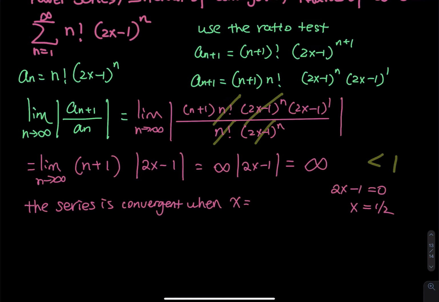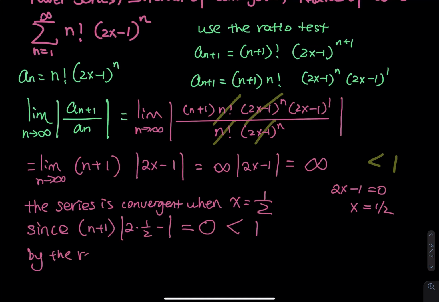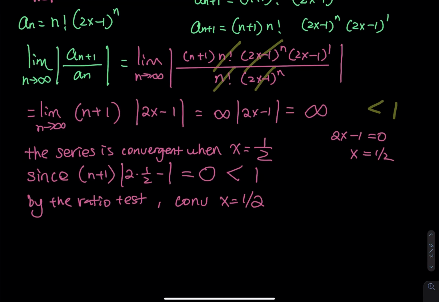So x must be equal to 1/2, and then the n plus 1 times 2 times 1/2 minus 1 is equal to 0, and 0 is less than 1. So when that is less than 1, then we say the series is convergent. So this is by the ratio test. So the series is convergent when x is equal to 1/2. That means the entire series is convergent only when x is equal to 1/2. So we can draw a quick picture.